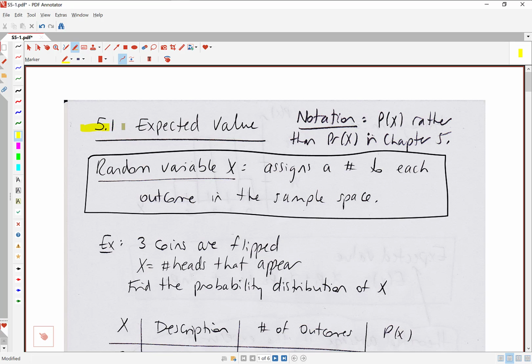In this video, we're going to talk about expected value. Let's talk briefly about notation.